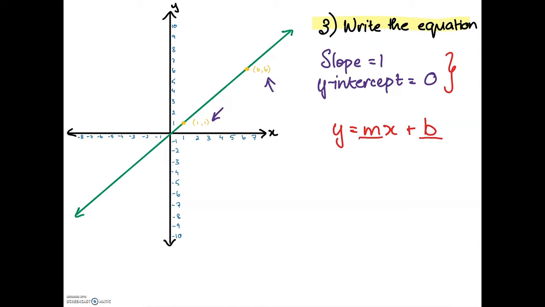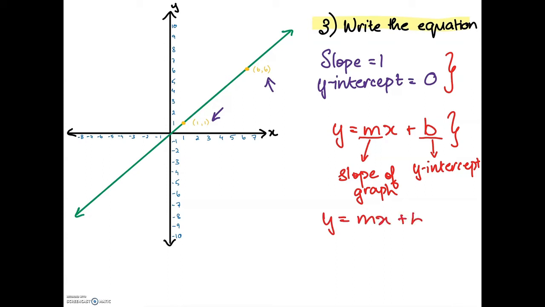Because if you think about it, all line equations are like y equals x plus 3 or y equals 2x plus 1. You can see that they always have a y term and an x term. So from our equation, we're going to figure out the value of m and the value of b. m will always be your slope, the slope of your graph. And b will always be your y-intercept. Now you can see why we figured out the slope and y-intercept: we want to substitute them back into this equation. So the equation is y equals mx plus b.